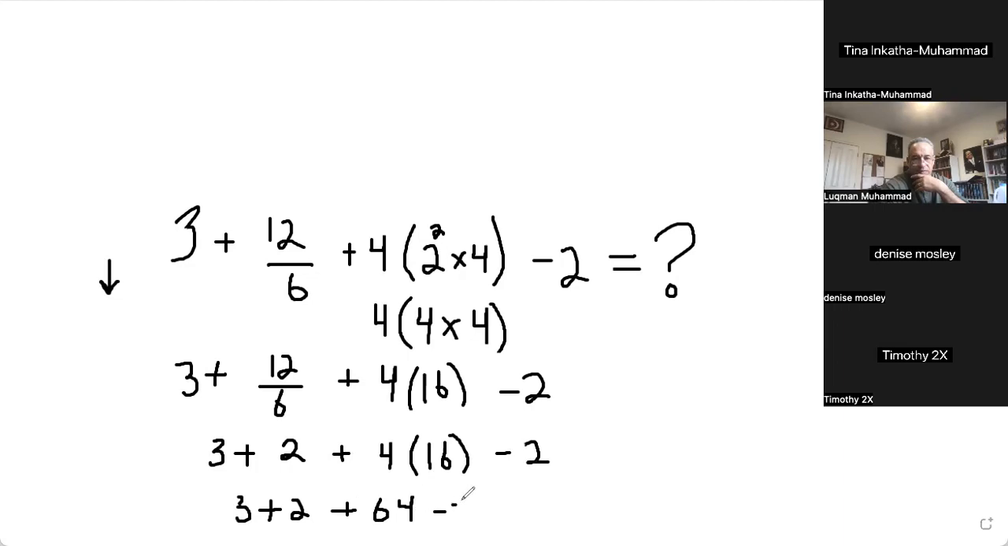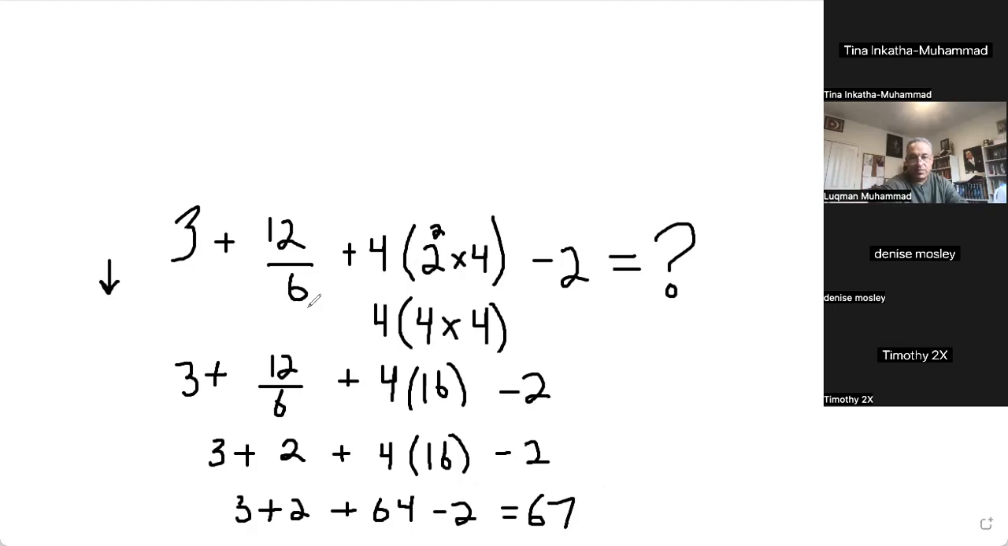minus 2. And so now we've just removed all the parentheses. We've removed all the exponents. So the only thing left is multiplication, division, addition, and subtraction. So now what's the answer? 67.